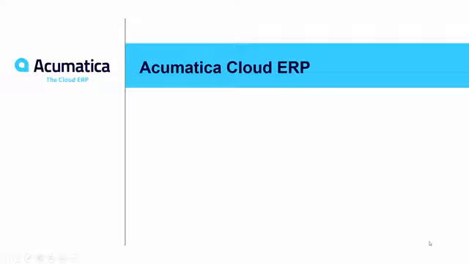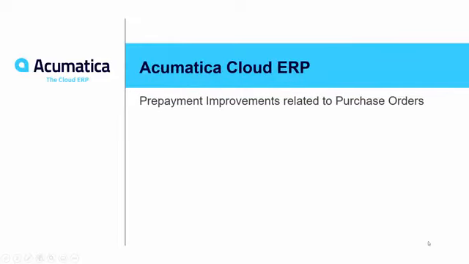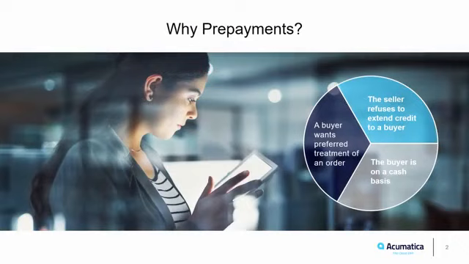Acumatica Cloud ERP. Prepayment improvements related to purchase orders. A prepayment is made when a selling company receives payment from a buyer before the seller has shipped goods or provided services to the buyer. Acumatica customers may want to use prepayments when a buyer wants preferred treatment for an order, the seller refuses to extend credit to a buyer, or the buyer is on the cash basis of accounting and wants to record an expense early by paying early.